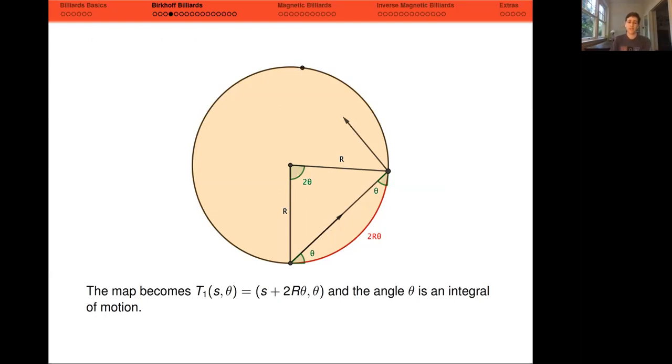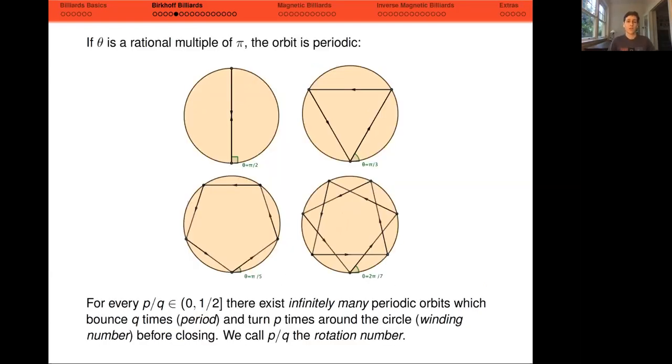And so this means that theta is going to be an integral of motion in this case. Because the angle is fixed throughout this map, we can say that if theta is a rational multiple of pi, then our orbit is going to be periodic. So here we have four different periodic orbits. The first, when theta is pi over 2, is a period 2 orbit. It's just the diameter of the circle. If theta is pi over 3, we get an equilateral triangle with period 3. Pi over 5 gets us a period 5, and 2 pi over 7 gets us a period 7 orbit.